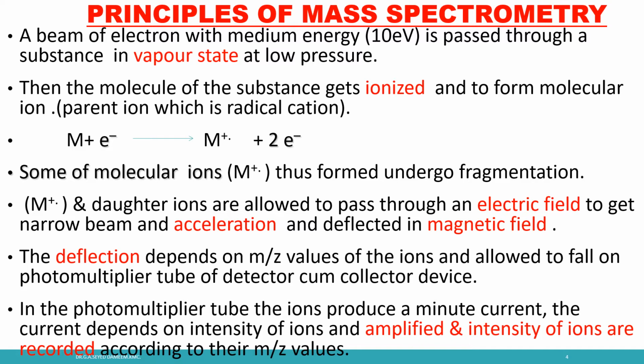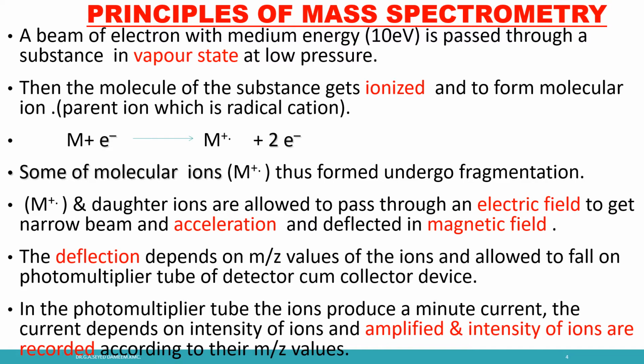Now some of the molecular ions undergo fragmentation, and the molecular ion and the daughter ions are allowed to pass through an electric field with opposite charge to get a narrow beam and acceleration. Now the accelerated narrow beam is allowed to pass through the magnetic field, and in the magnetic field the ions are separated, deflected according to the mass to charge ratio, that is m by z.